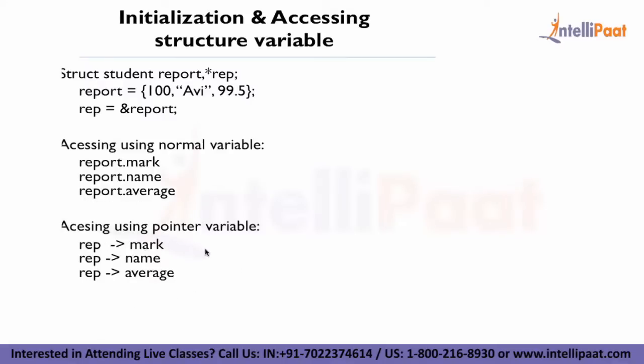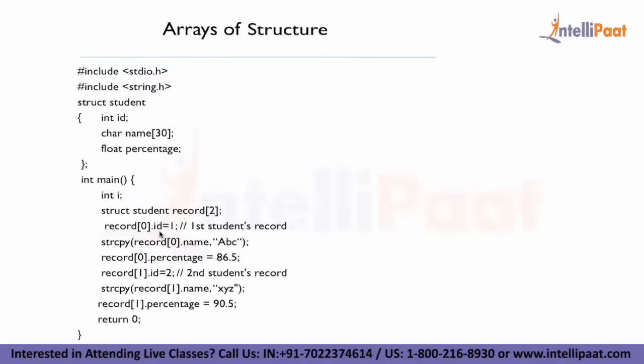To access the entities inside a structure using a pointer variable, you need to use a special type of operator, which is called an arrow operator, and we can use it like rep arrow mark, rep arrow name, and like this we can use it. In this session, we are mostly touching upon normal variables. We will not be using any pointer variable.